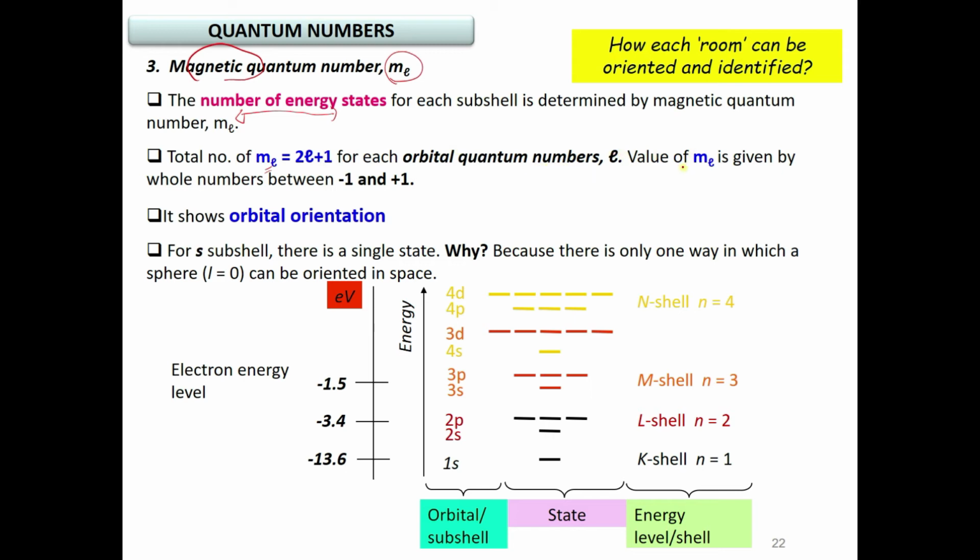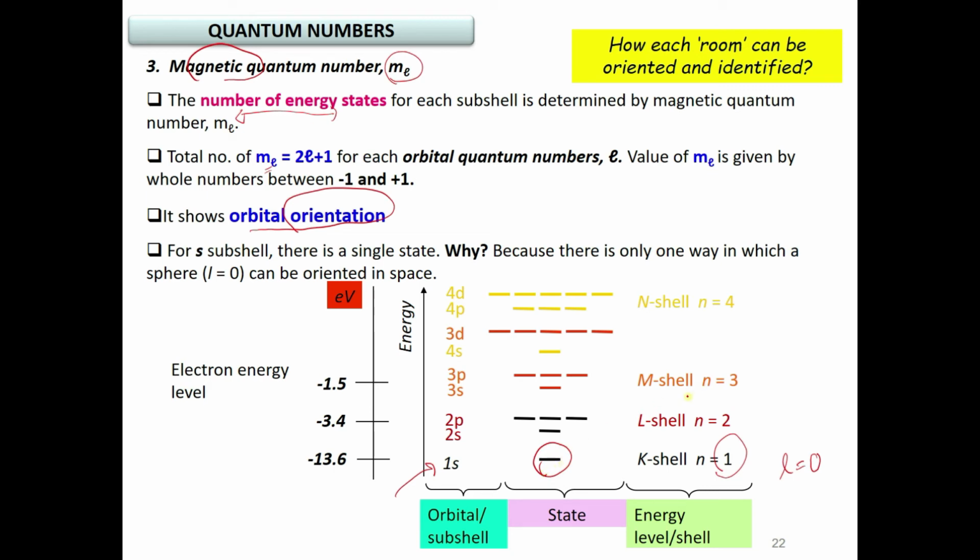The value of ml is given by the whole numbers in between -L and +L, and it shows the orbital orientation. For the s subshell, there is a single state. Why? Say, for example, we have n equal to 1. For n equal to 1, L is always equal to 0, so it only has the s orbital. For this particular s orbital, it only has this single energy state, 0.